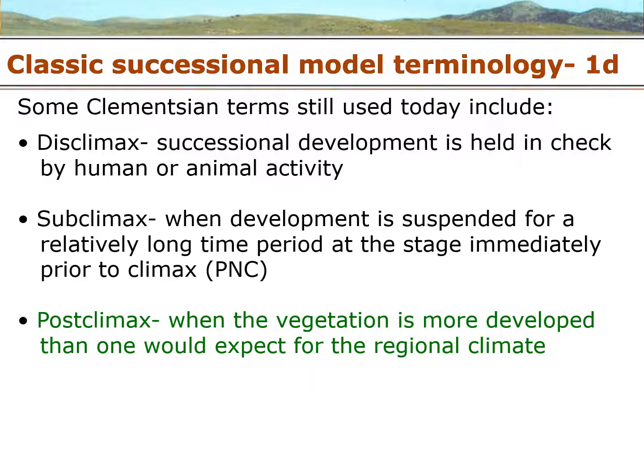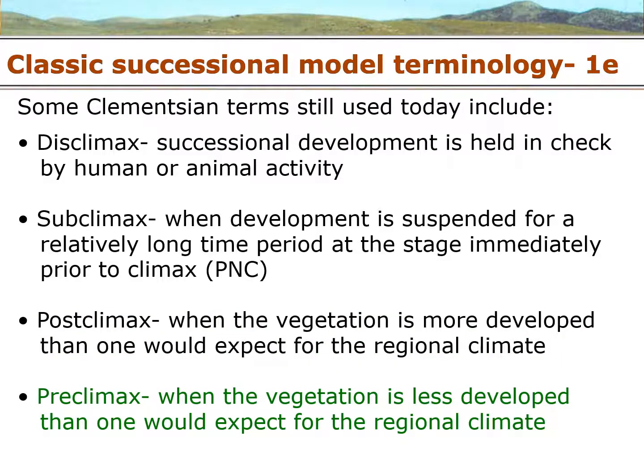The term post-climax means that the vegetation is more developed than one would expect for the regional climax. For example, a shrub community that develops on a north-facing slope of a grassland. And pre-climax then is when the vegetation is less developed than one would expect for the regional climate.